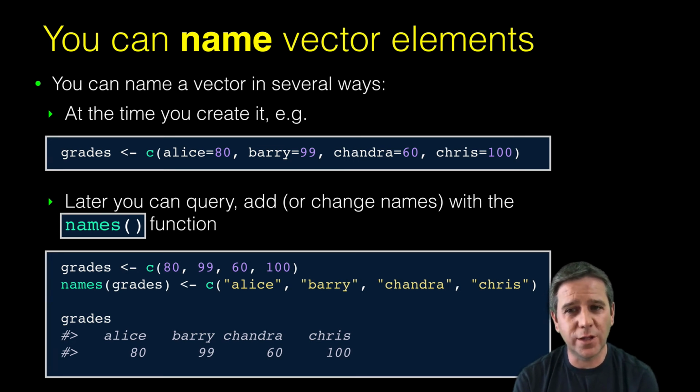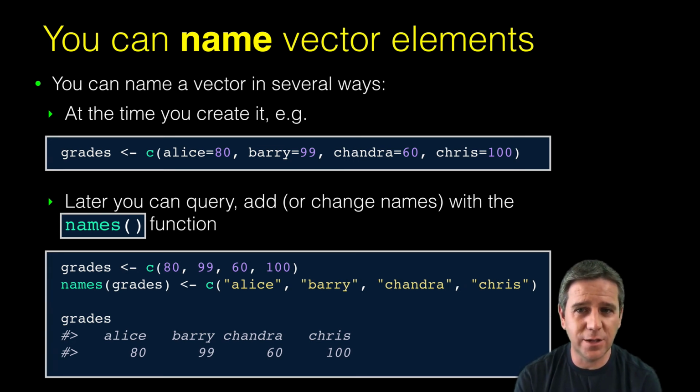Or I could do this after I've created the vector, as in this example here at the bottom, where I'm creating the vector first, and it's got 4 numbers in it. And then I use this names function here to add the names, a character vector of names that's the same length as the original vector of grades. That'll give me the same thing. So I can either do it at the time of creation or do it later with this names function, which can either set or query or change the names attribute of a vector.